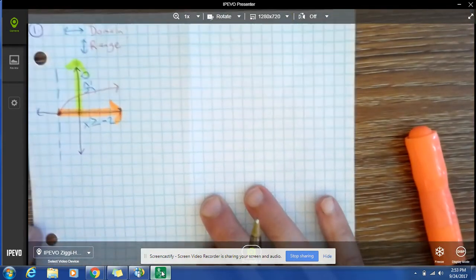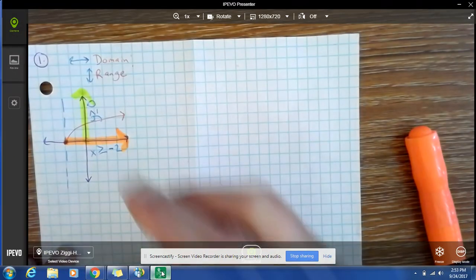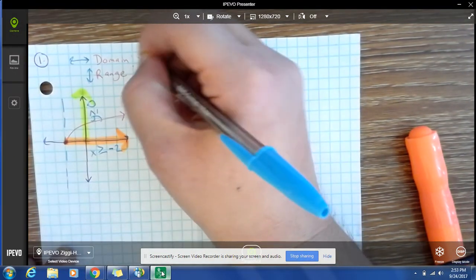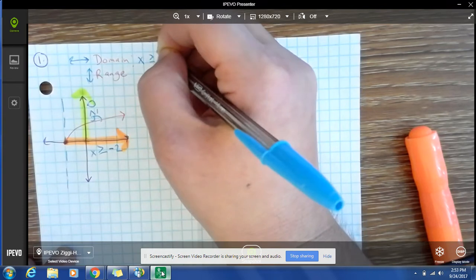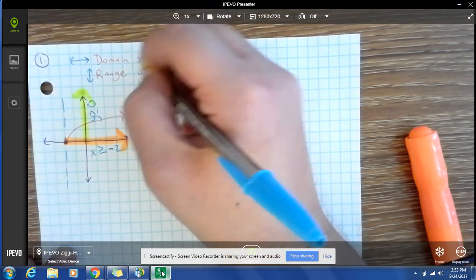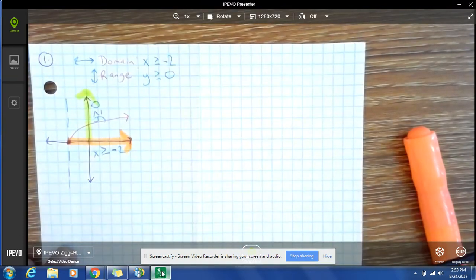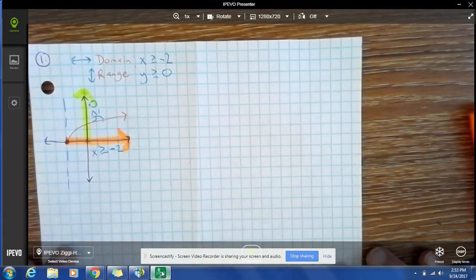So turning the paper back around, domain, x is greater than or equal to -2, range, y is greater than or equal to 0.